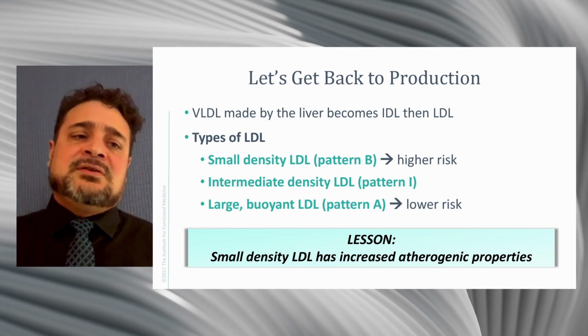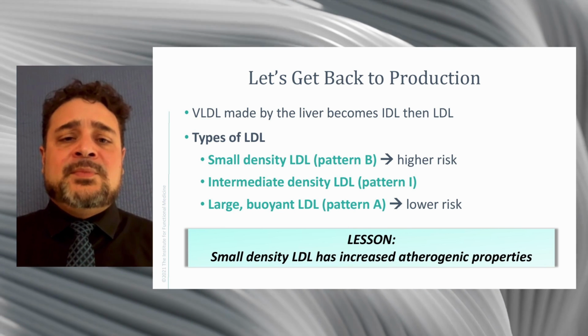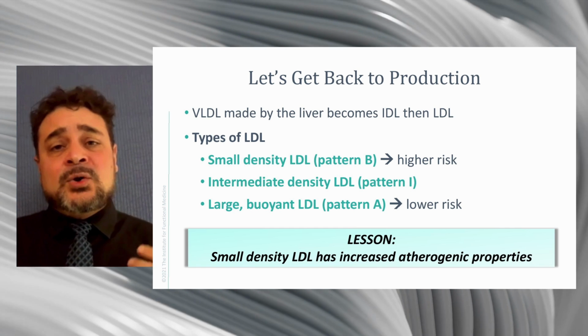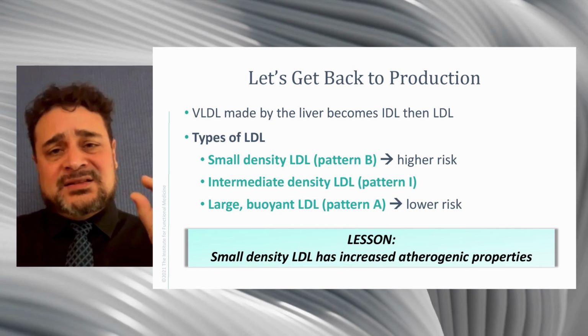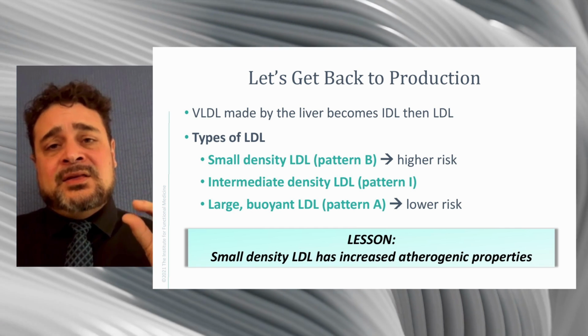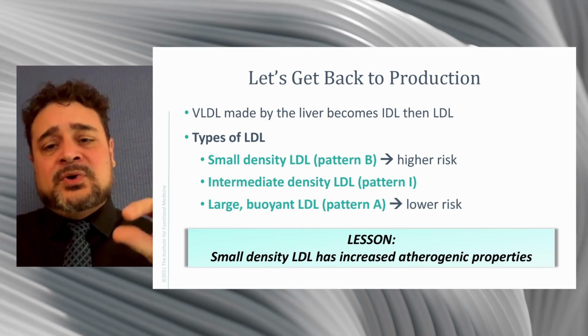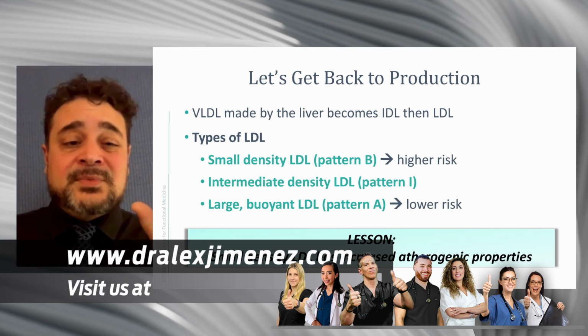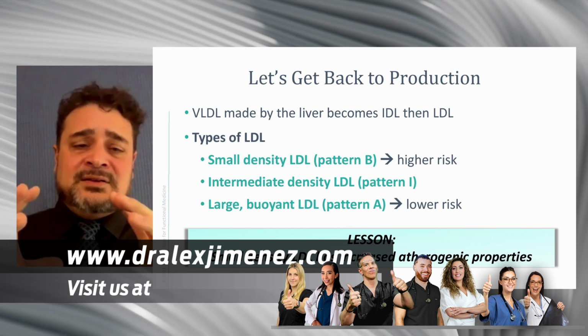So let's get back to production. Very low density LDL made by the liver becomes IDL and then LDL. What are the types of LDL? You can get small density LDL. This is a whole bunch of the tiny ones, which is higher risk. There's intermediate density, so kind of in the middle, and there's large buoyant LDL.